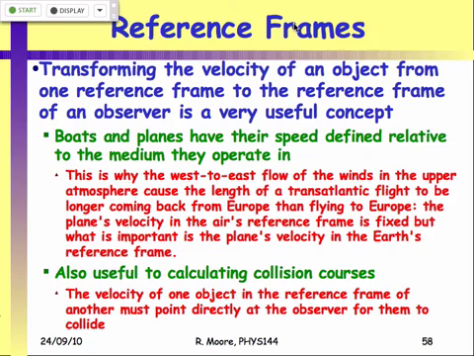So what we have to do, if we're going to do that, is ask: what is the velocity of an object as seen by a particular observer looking at it and measuring it? There are two types of situations where this becomes useful.